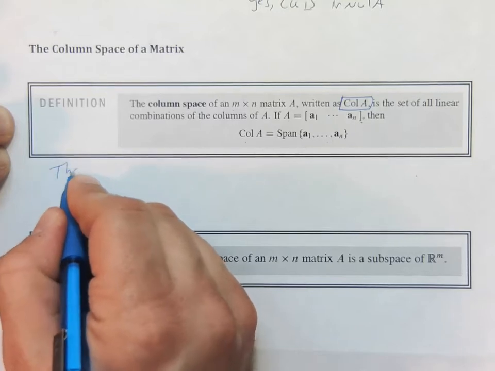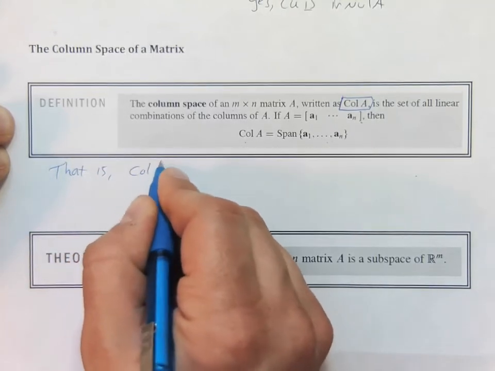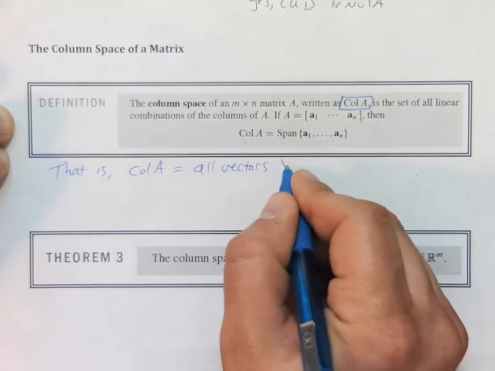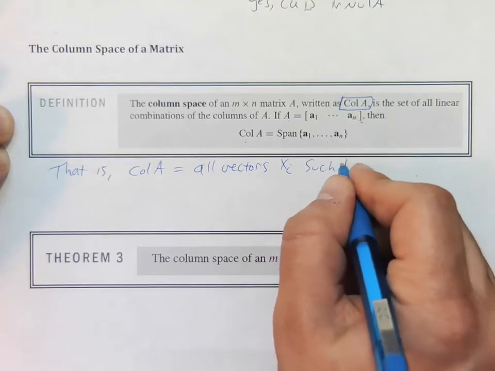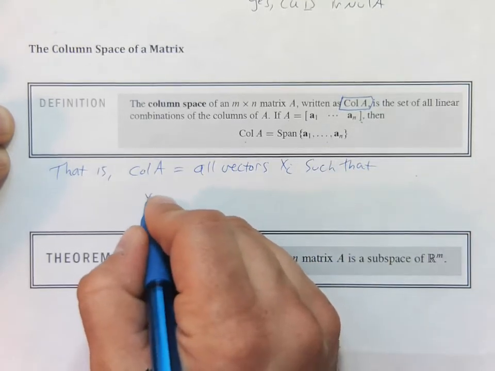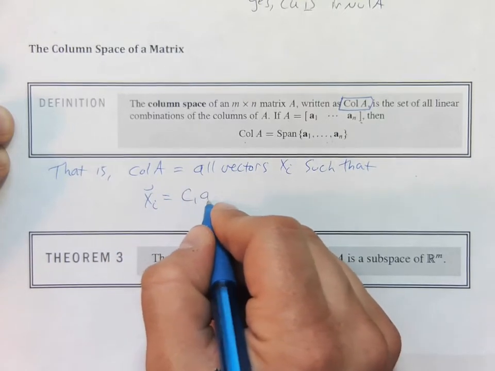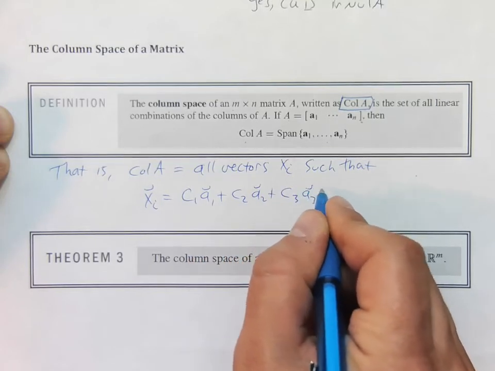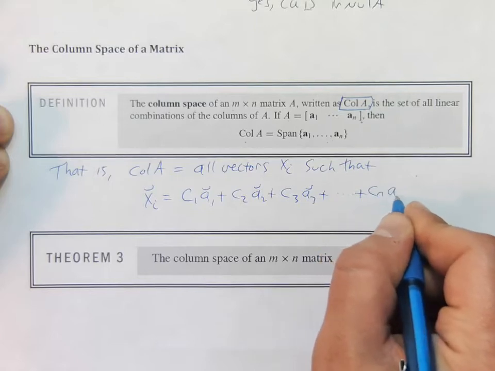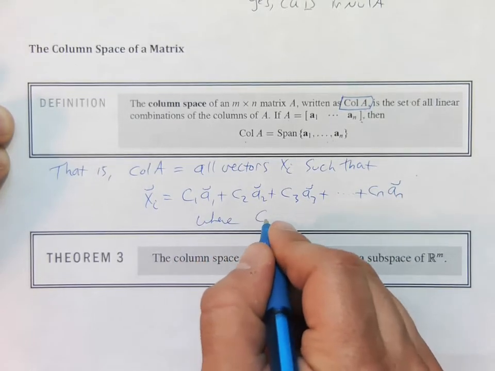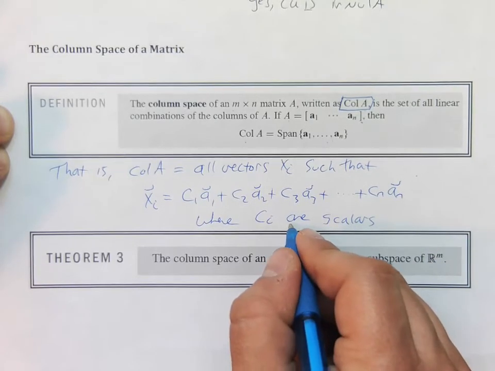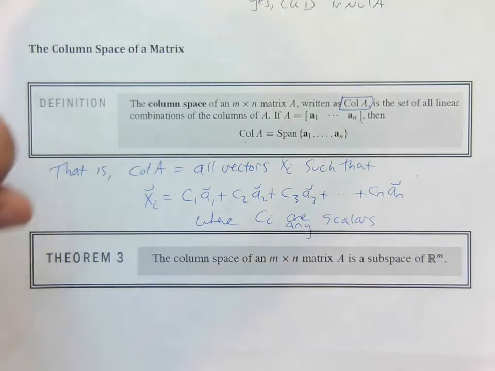In other words, let's write out what that means. That is, the column space of A equals all vectors of the form x sub i such that x sub i is a linear combination of the columns. So C1A1 plus C2A2 plus C3A3 all the way up to the last one, for any arbitrary c's, so the c sub i are any scalars. And so linear combinations of the columns are the column space.